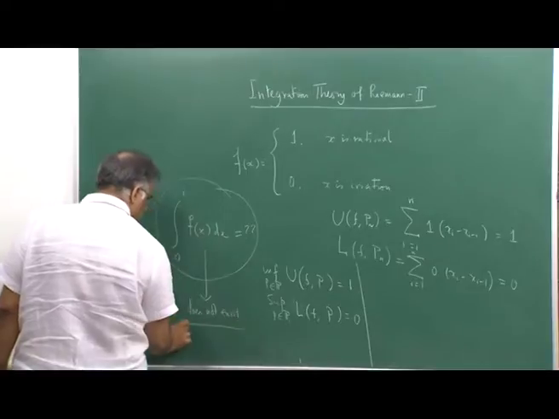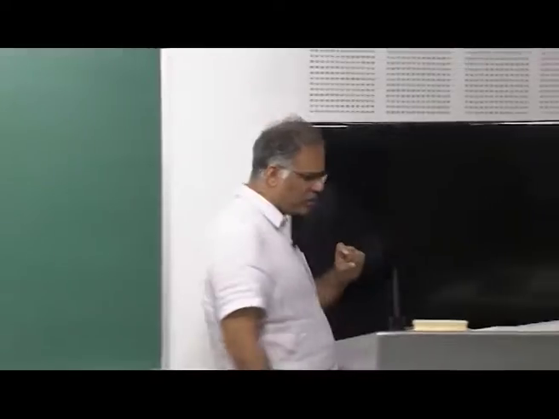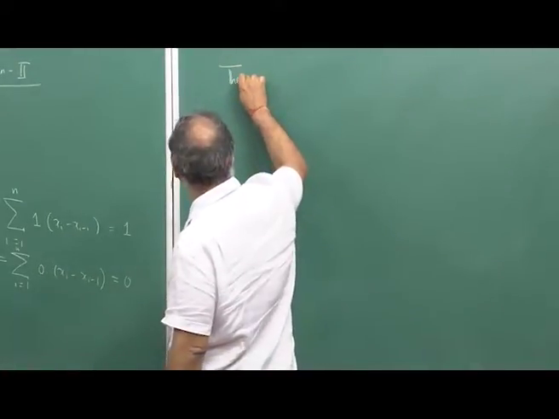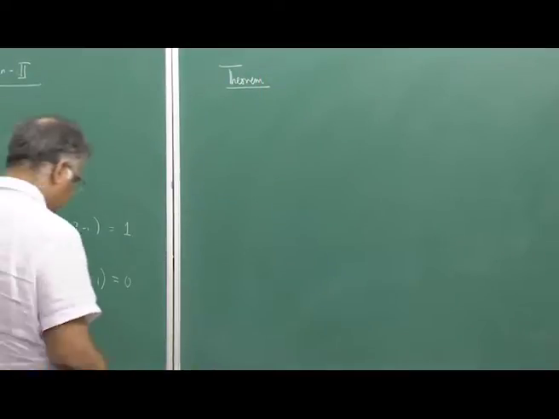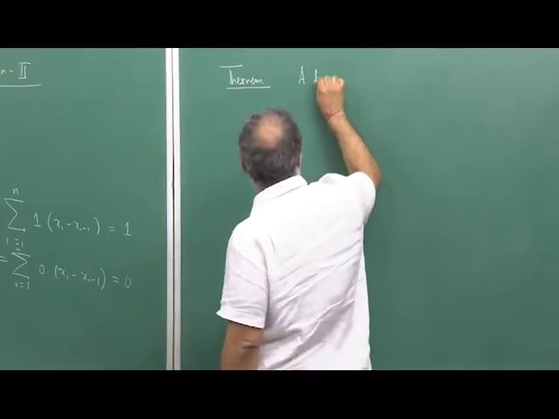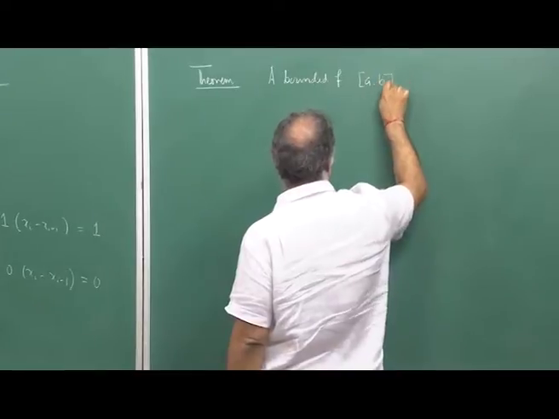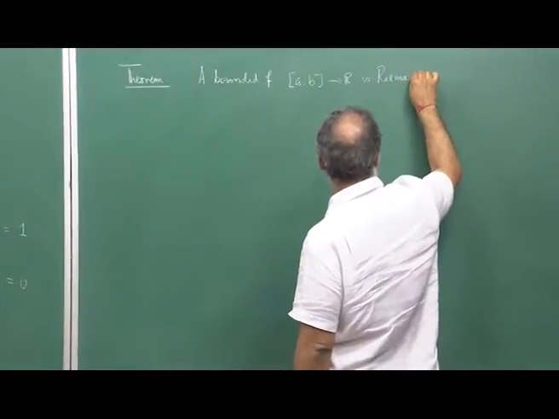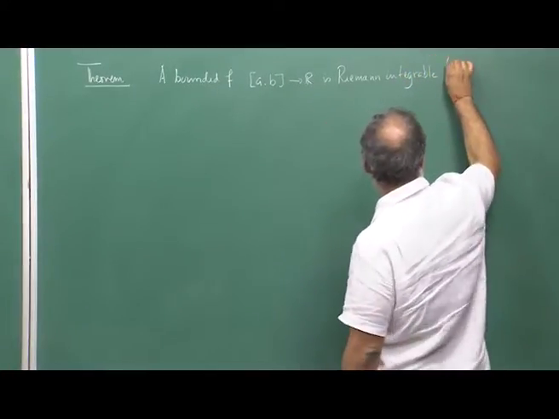So how are we going to show that the Riemann integral exists? We are now going to reconstruct the definition slightly and write it in a more workable form, as a necessary and sufficient condition. It is important enough that we can call it a theorem. It says that a bounded function f from [a,b] to R is Riemann integrable, obviously in the Darboux sense.